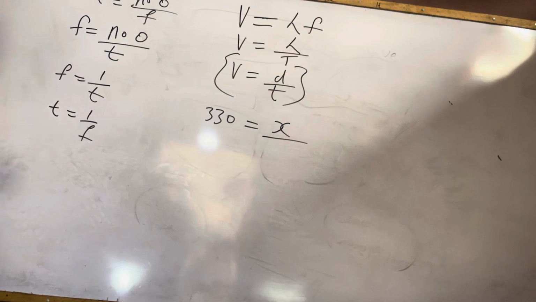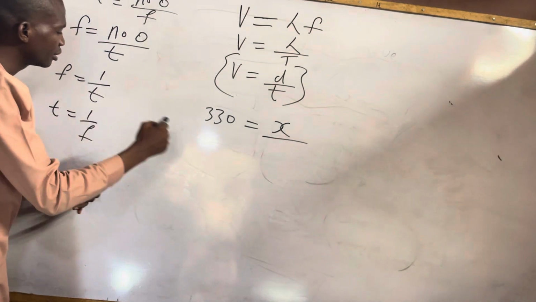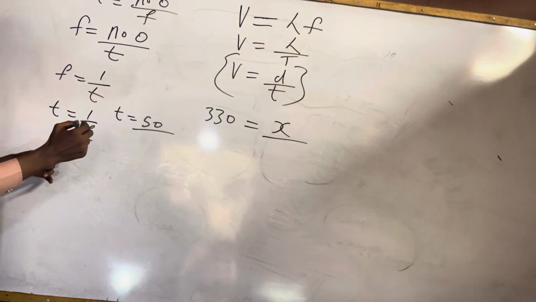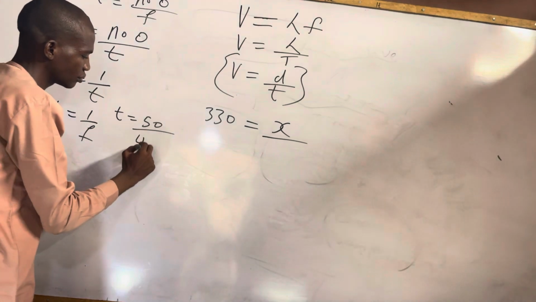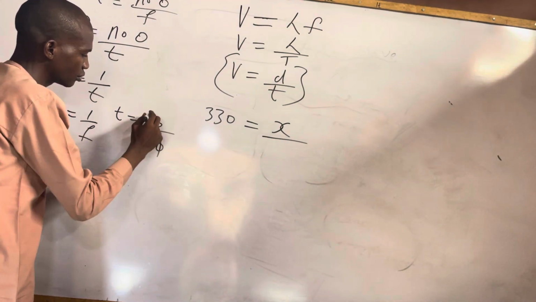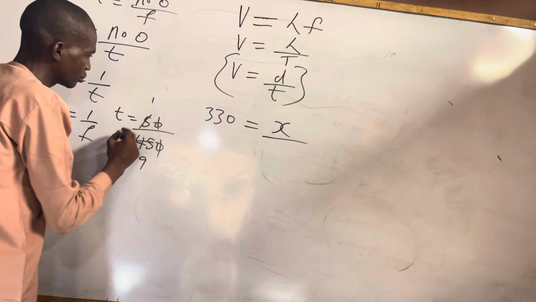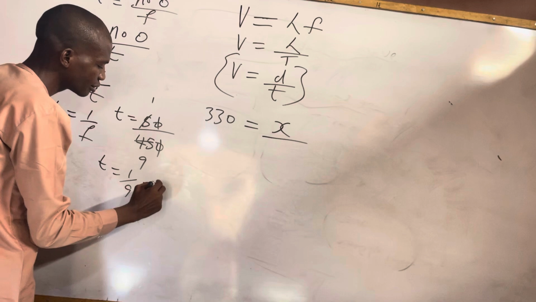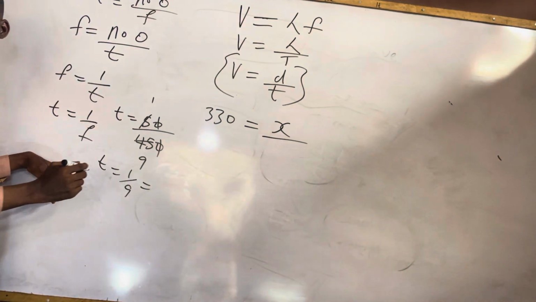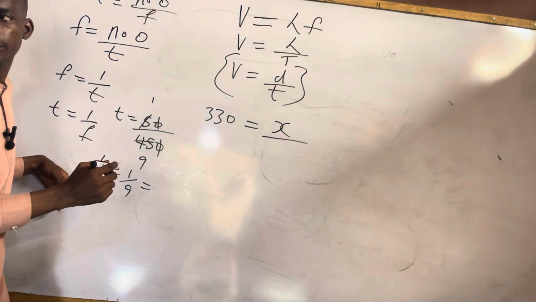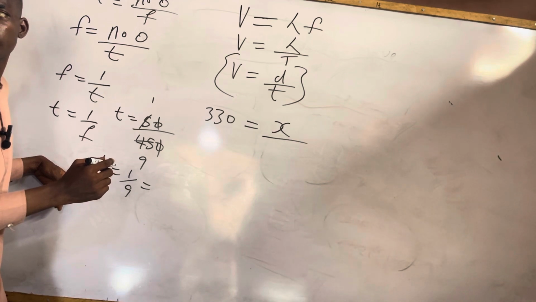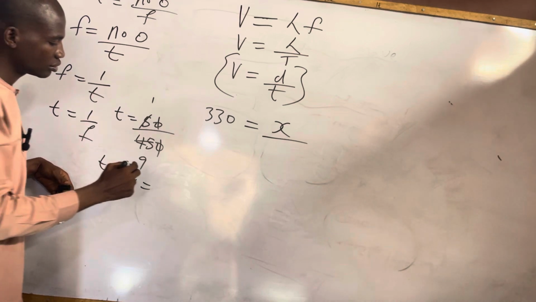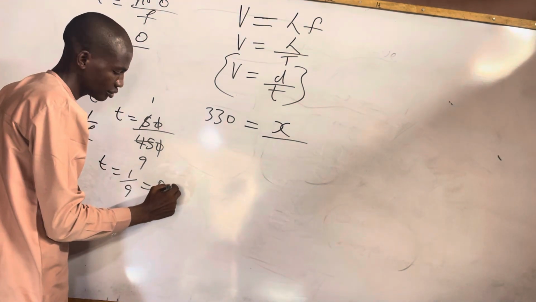How many oscillations are there? 50. So time is equal to 50 over the frequency, which is 450. So our time is 1 over 9. Divide it out.